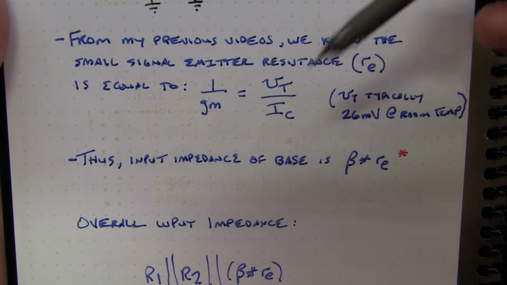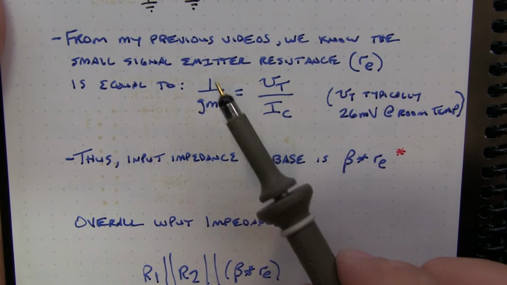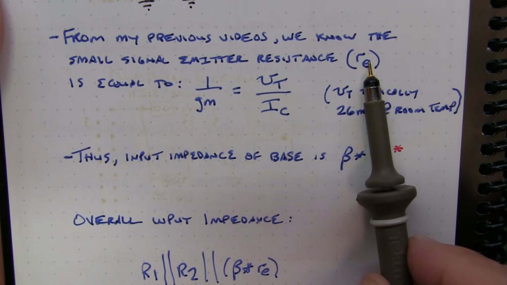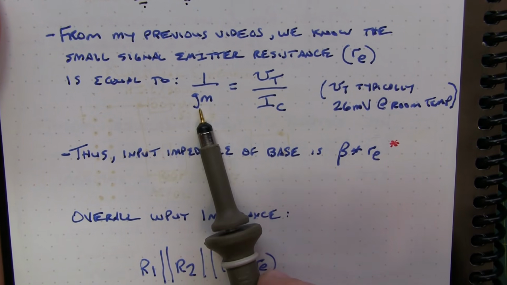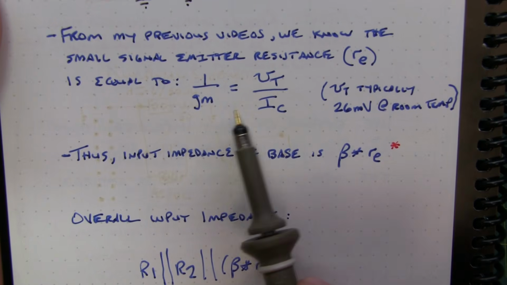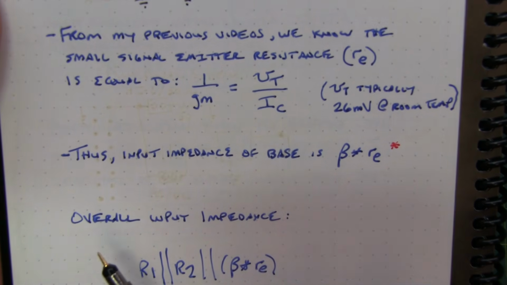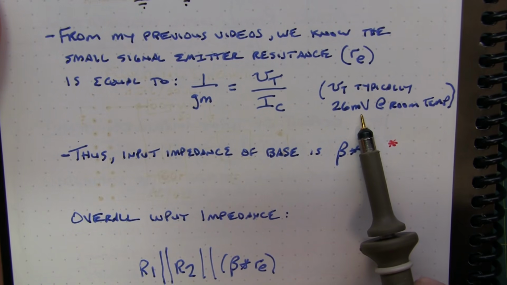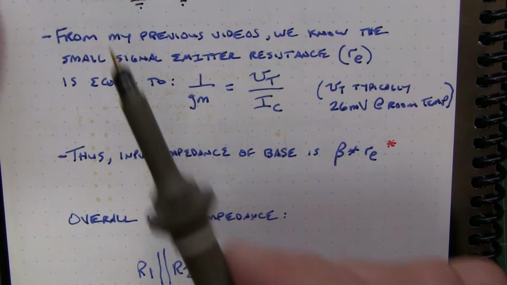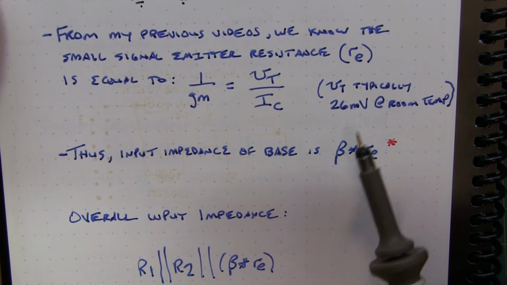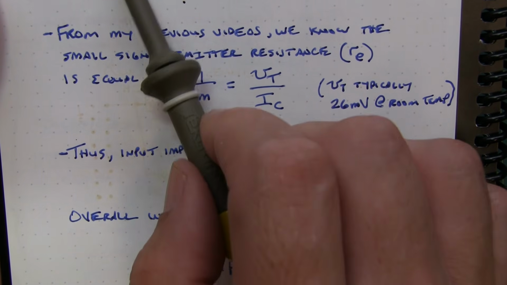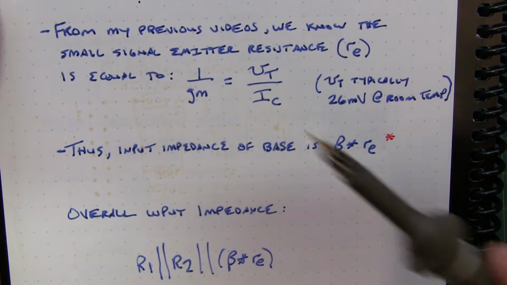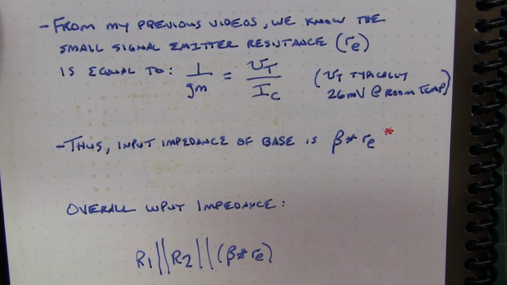And again, from the previous videos linked down below, we know that the small signal emitter resistance, called little re, is equal to 1 over gm, or the transconductance, which is essentially the thermal voltage divided by IC. The thermal voltage is, say, 26 millivolts at room temperature. We know our collector current in this case we already established was about 1 milliamp. Thus, the small signal emitter resistance for this amplifier, if we bypass it, is about 26 ohms.